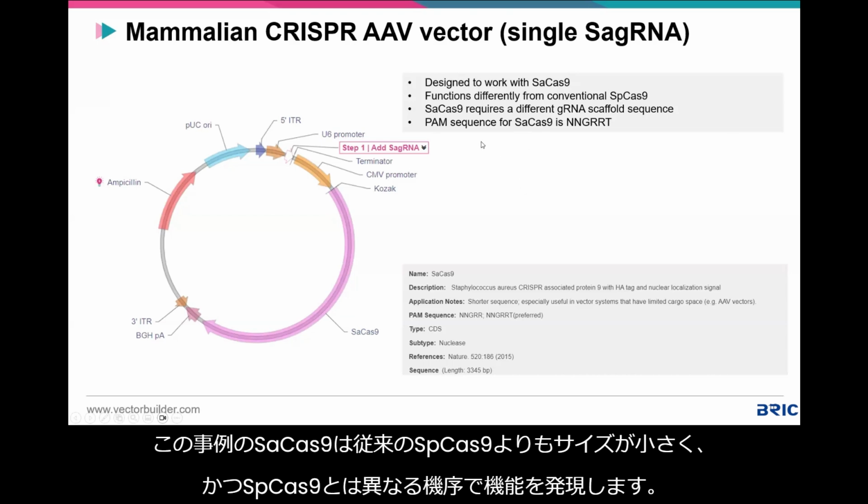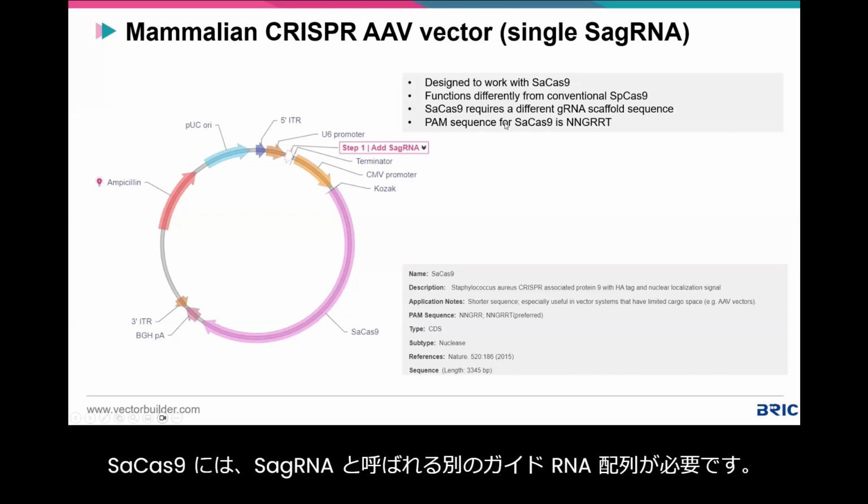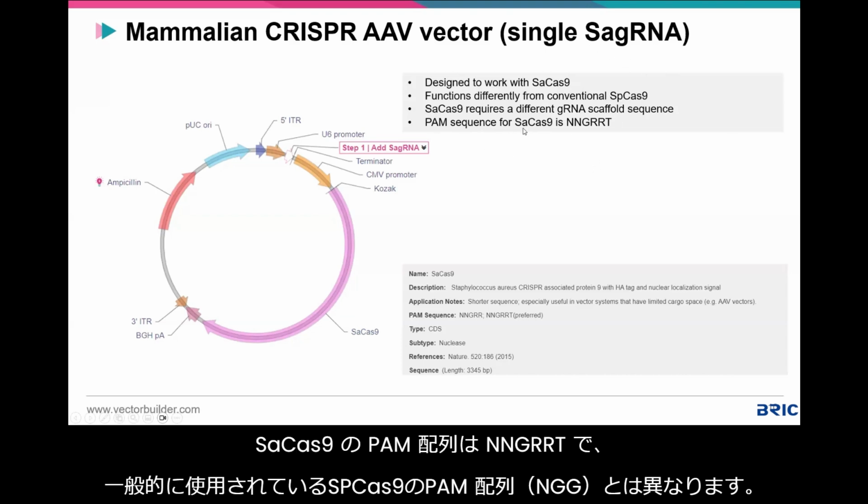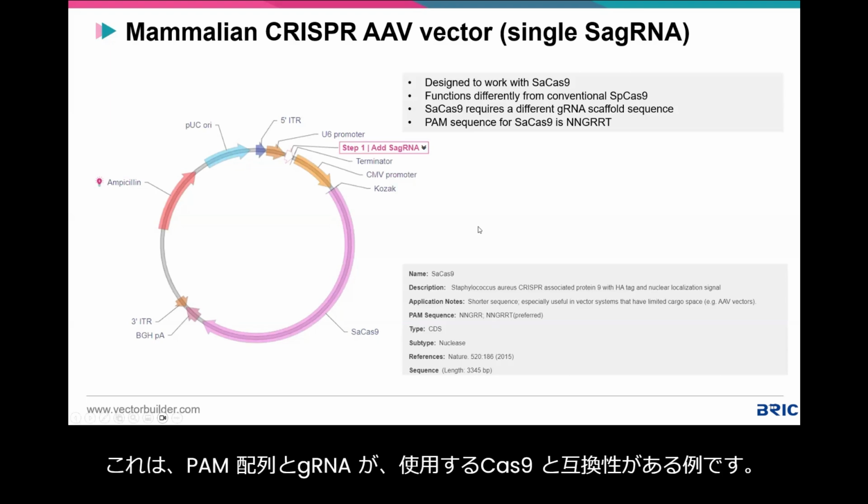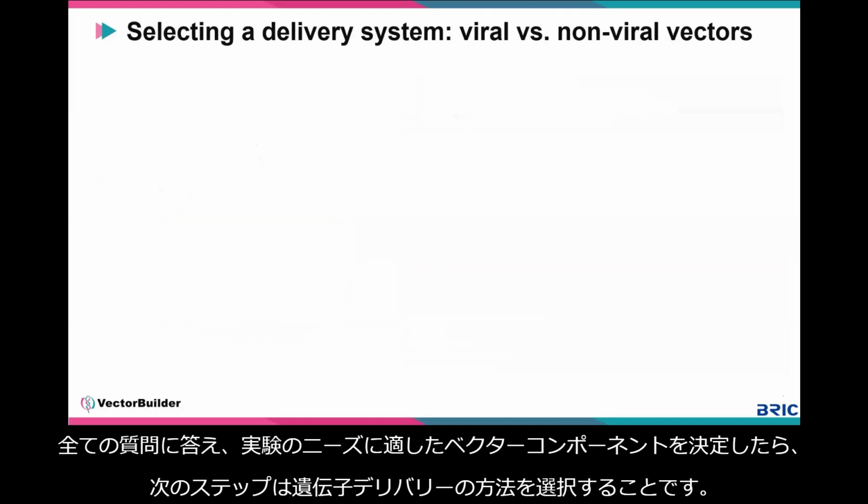that we've talked about. And SaCas9 requires a different guide RNA sequence called the SagRNA. And the PAM sequence for SaCas9 happens to be NNGRRT, which is different than the more commonly used PAM sequence of NGG. Again, this is an example of your PAM sequence and your guide RNA being compatible with the Cas9 that you have chosen.